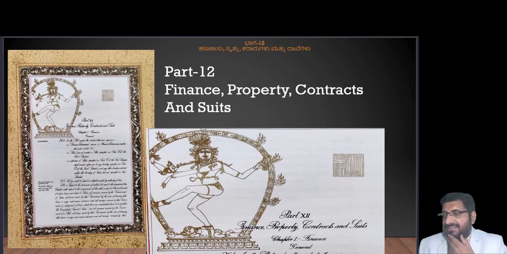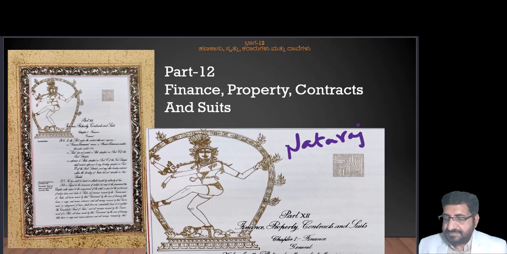You know about this, right? Dancing Nataraja, dancing Shiva. So this is Nataraja. This is about part 12, finance, property, contracts and suits. Okay, next part is what? These are all actual pages from our constitution. Each part is represented by one particular scene from our history.